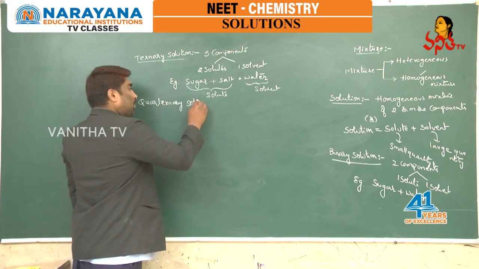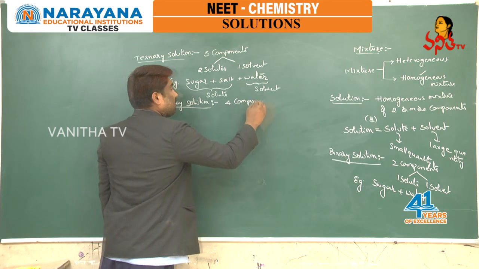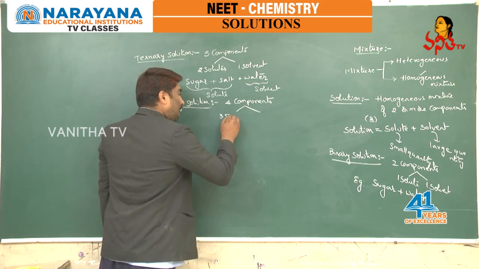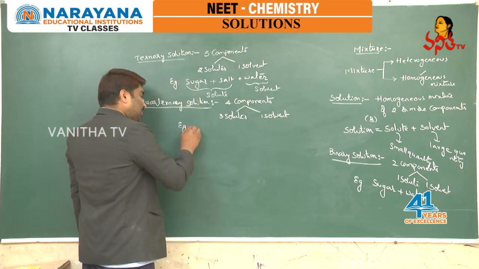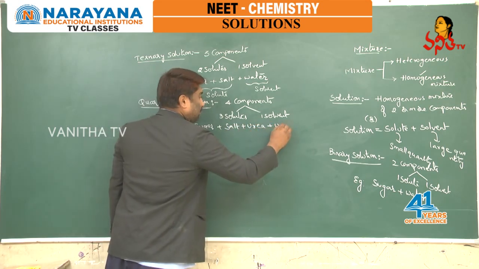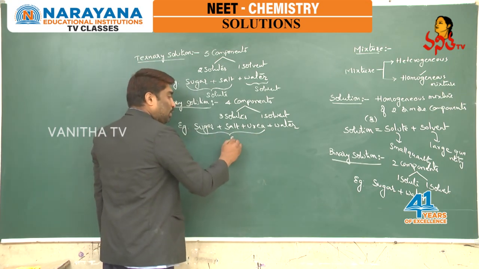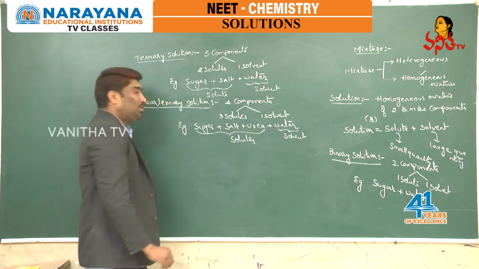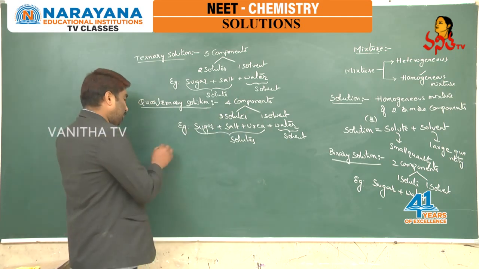Quaternary solution. A solution which contains four components is called a quaternary solution. Out of four components, it will have three solutes and one solvent. An example of this type is sugar plus salt plus urea plus water. Here sugar, salt and urea are the solutes and water is the solvent. So a solution containing three solutes and one solvent is called a quaternary solution.